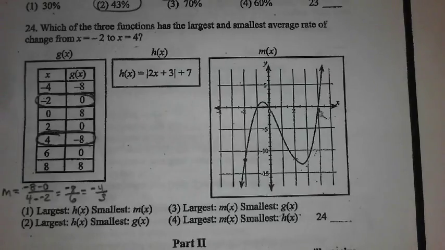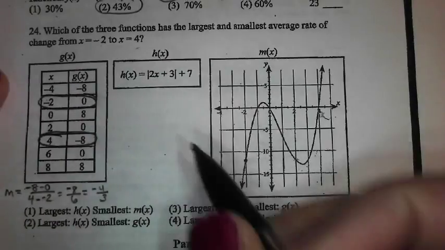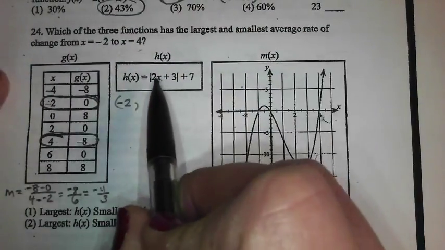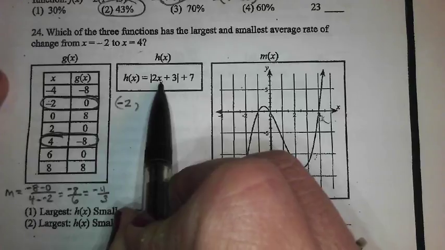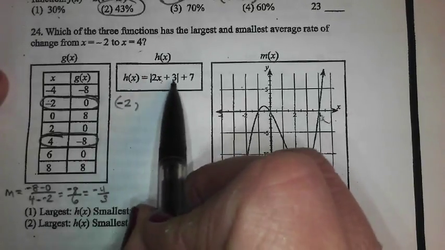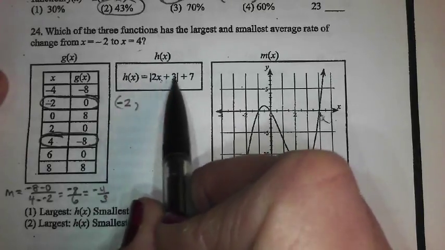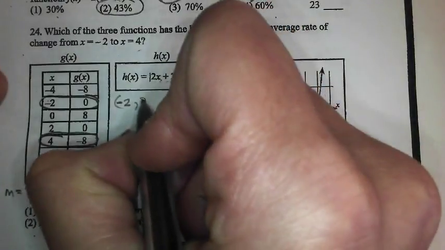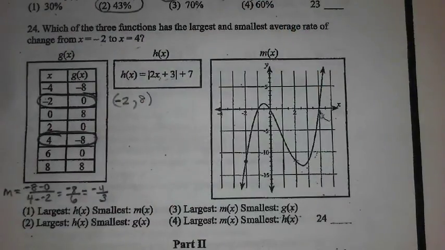So if I know that my x coordinate is -2, I have to find the appropriate y coordinate by plugging it in. So 2 times -2 is -4. -4 plus 3 is -1. The absolute value of -1 is 1. So 1 plus 7 leaves you at 8. So there's your first point.